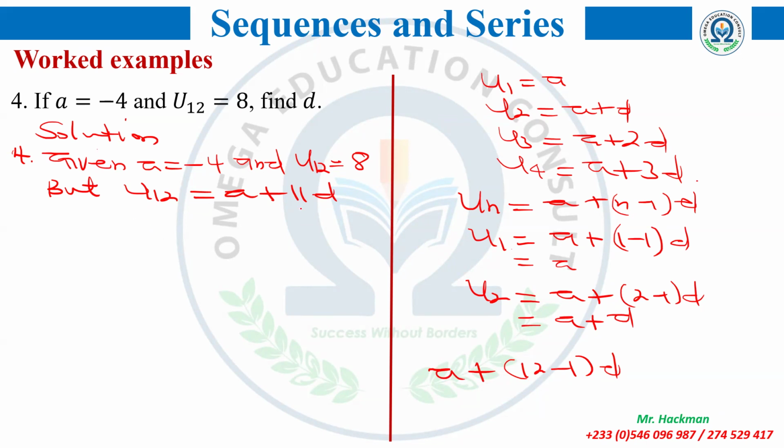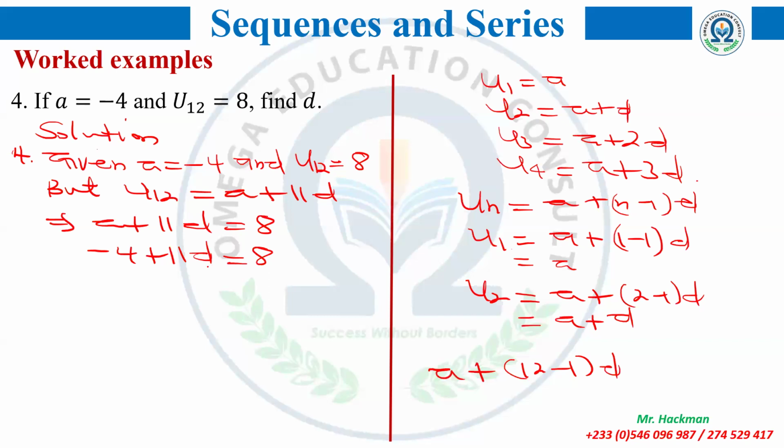If U sub 12 is equal to this, you are also told that U sub 12 is equal to 8. So at that point, I can write, this implies that A plus 11D is equal to 8. Do you agree? Yes, please. Okay, but A is given as minus 4. So that again implies that minus 4 plus 11D is equal to 8.